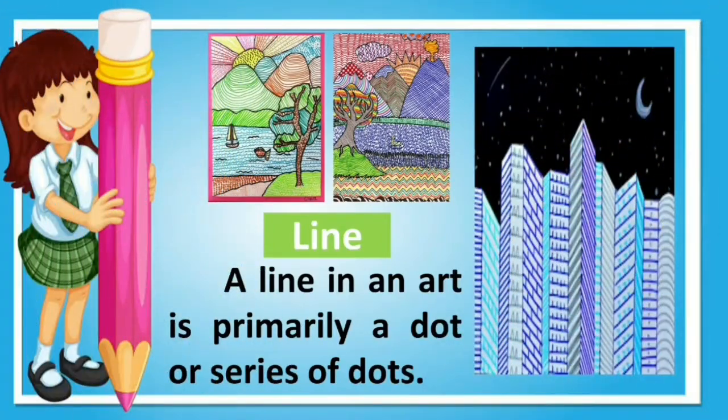Number one element is line. A line in art is primarily a dot or series of dots. The dots form a line which can vary in thickness, color, and shape. A line is a two-dimensional shape unless the artist gives its volume or mass.